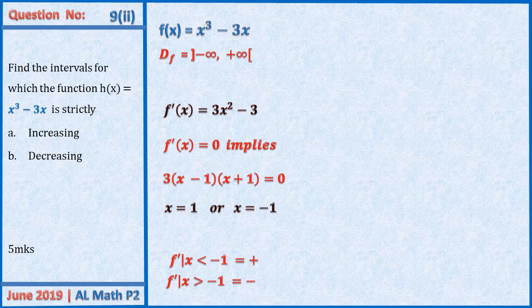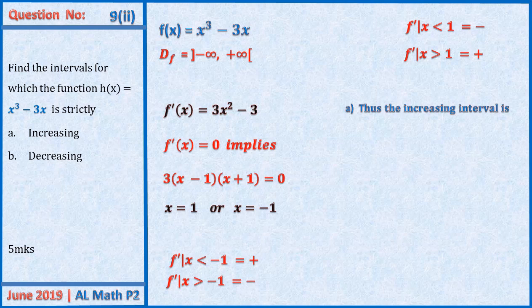But that's not our interest actually. So f prime of x at x less than 1 is negative as well when you test, and at x greater than 1 is positive when you test. And I've shown you how to test in the previous question. So thus, according to this function, we have the values negative infinity, minus 1, 1, and positive infinity. So we want to look for the interval which is increasing.